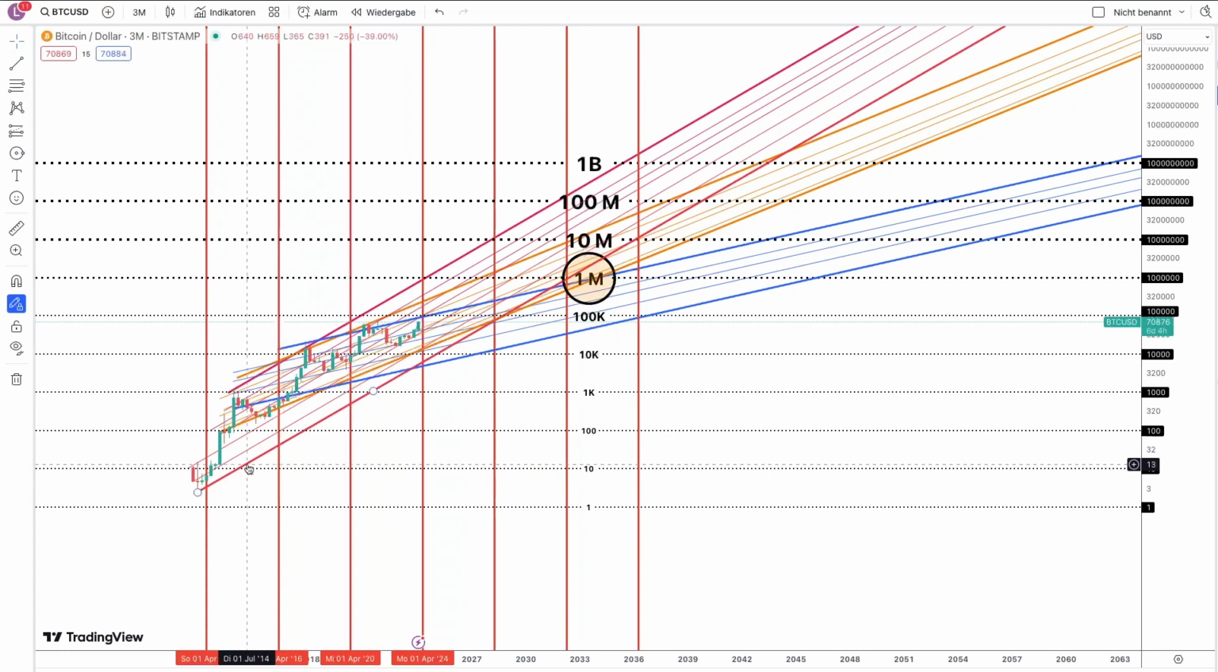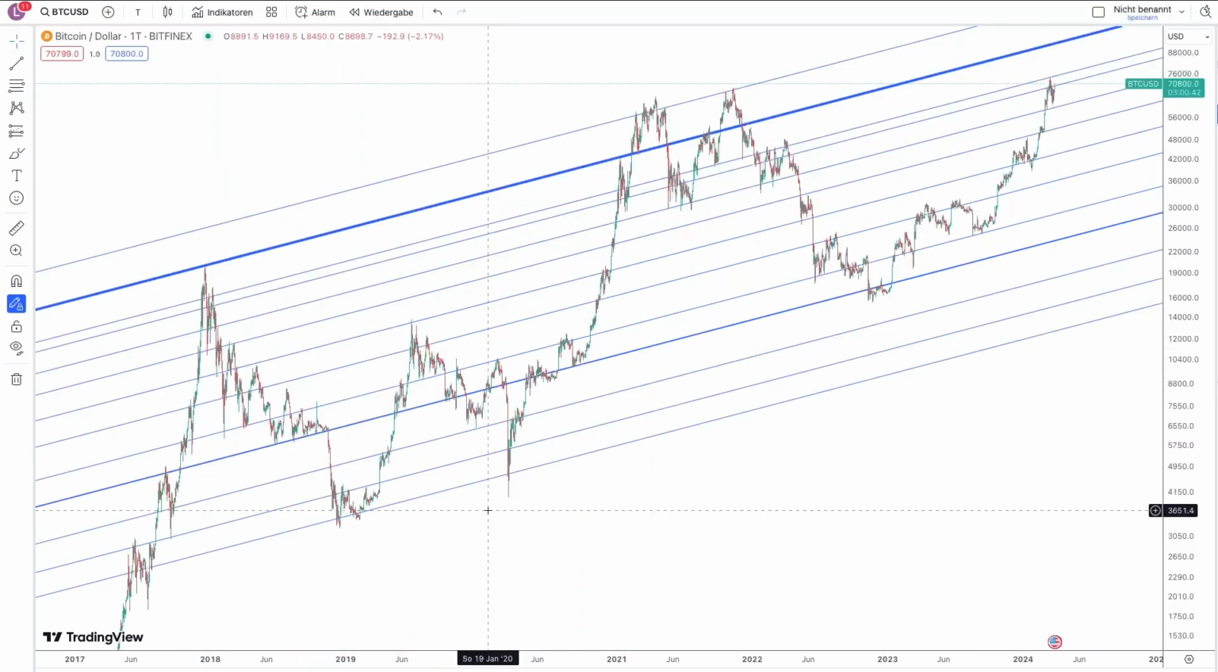This chart only started in mid-2011, so we have earlier data that can extend, for example, the red line downwards. Now let me show you how we can draw these channels. Let's start with the blue perspective.